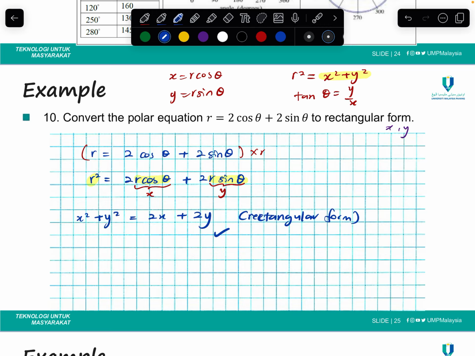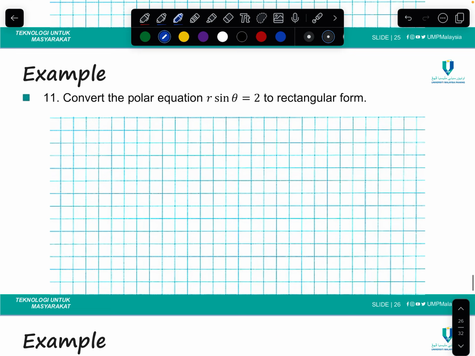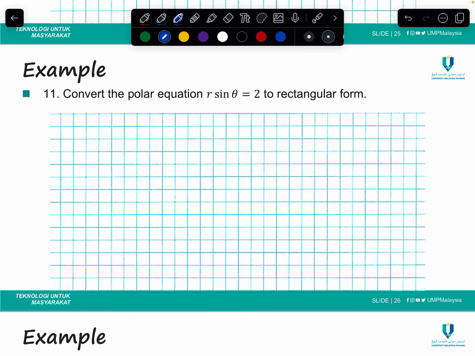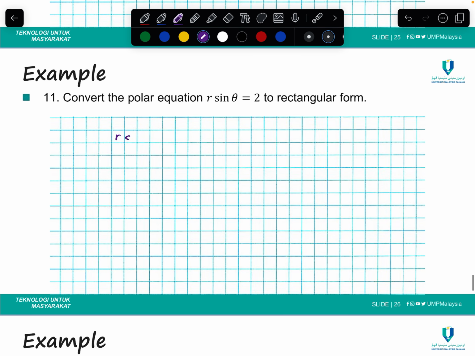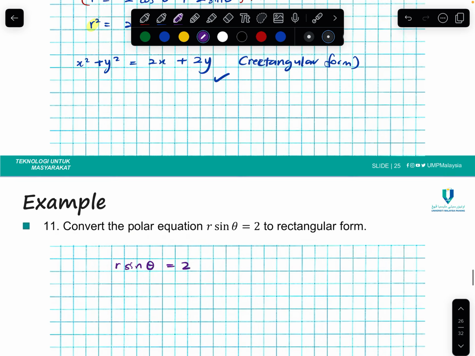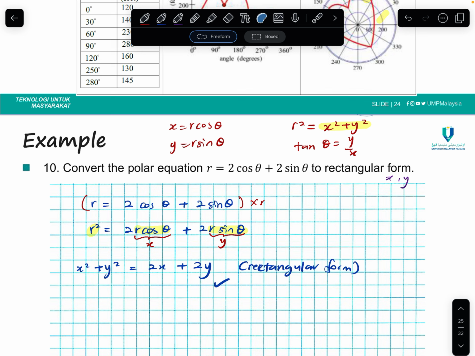So this is the transformation of the equation. Number 11: convert the polar equation to rectangular form. The equation is r sin theta equals 2. We are still using the same formulas here.